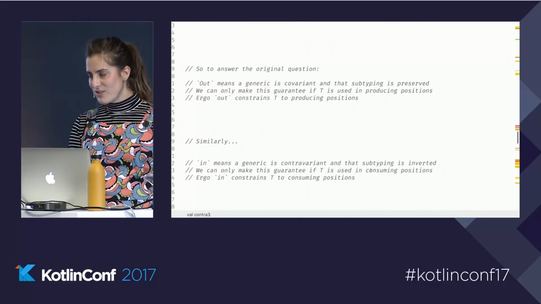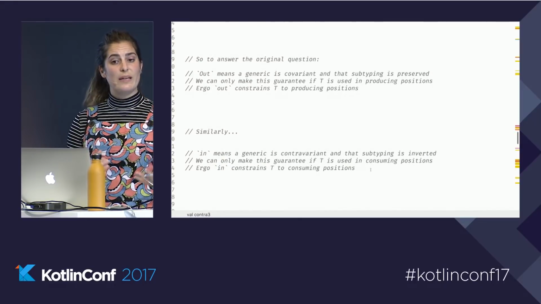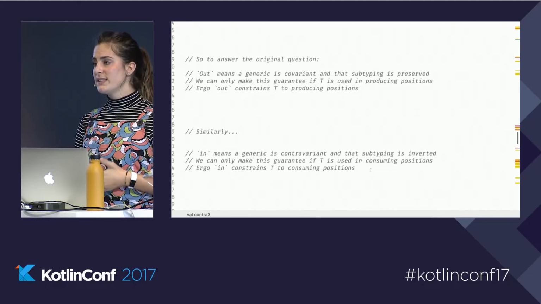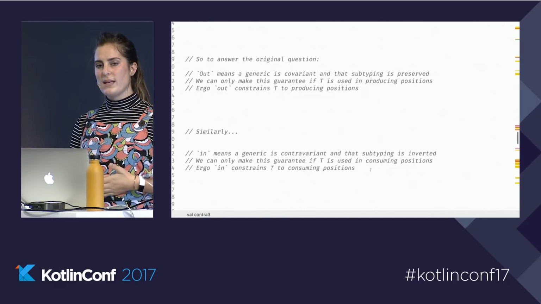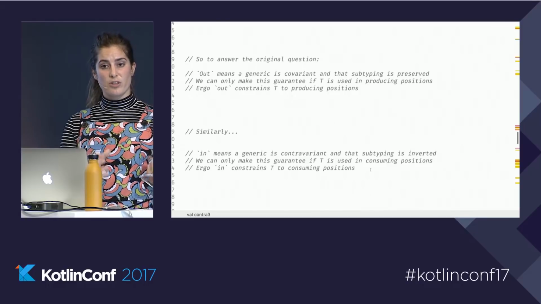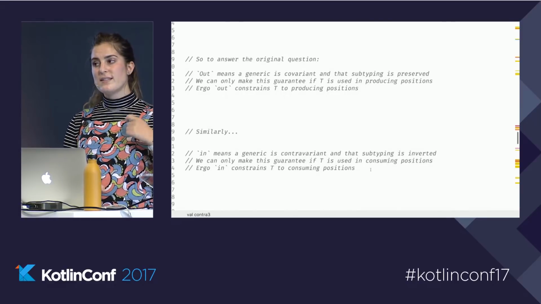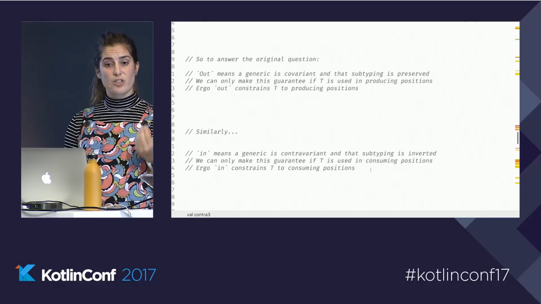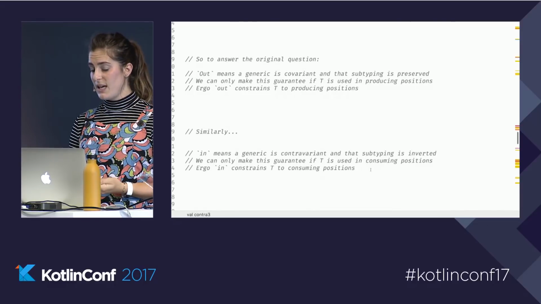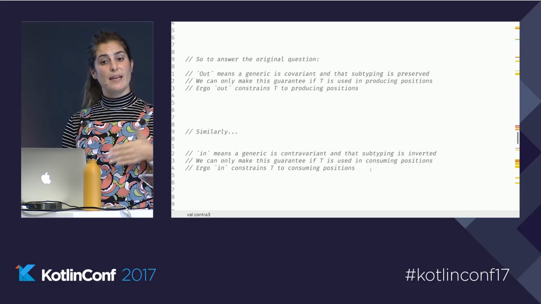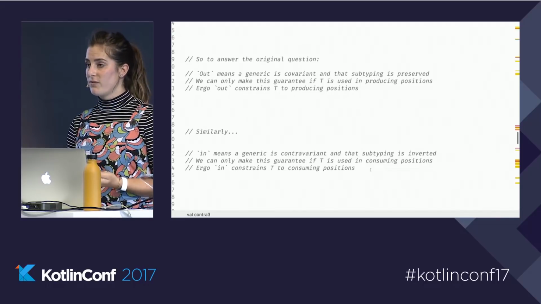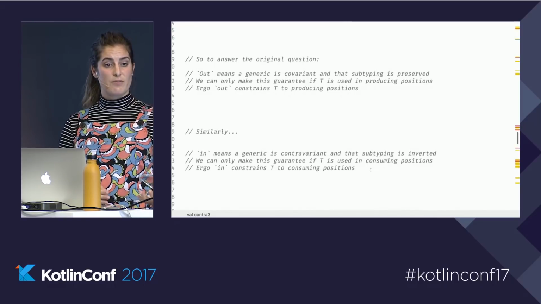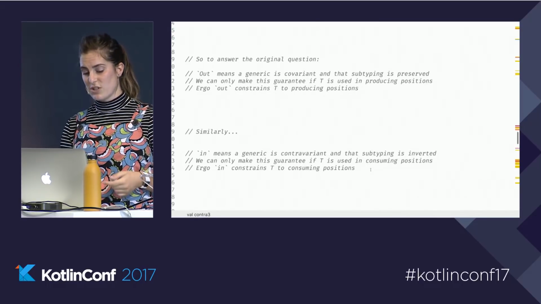Now, to answer the question that I posed originally, why do we even care about this? The reason we care about that out keyword is because it tells us that we have covariance. And we can only make this guarantee if the variable is located in a certain position. This guarantee gives us some things that I'll go into later, but that's why we care, because we now know that it's covariant and that subtyping is maintained. Similarly, we care about that in keyword because we know that the subtyping is inverted. And the reason the location matters is that we can only guarantee that the subtyping is inverted if it is used in that consuming position.